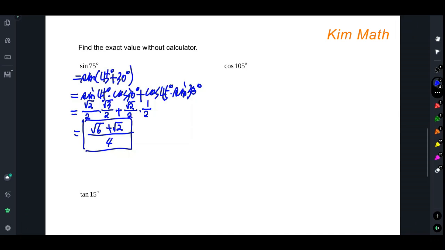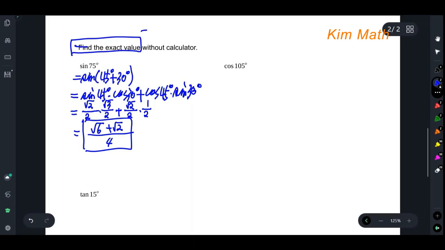When you have a direction to find the exact value, in most cases this implies no calculator. Okay? How about the next question?